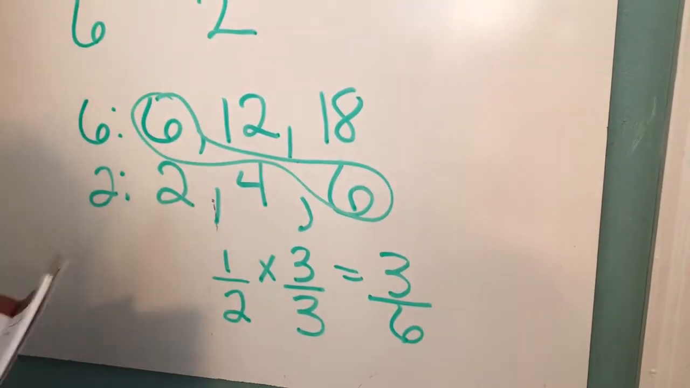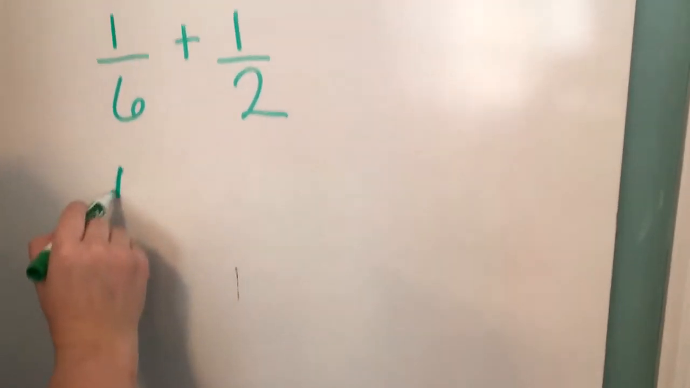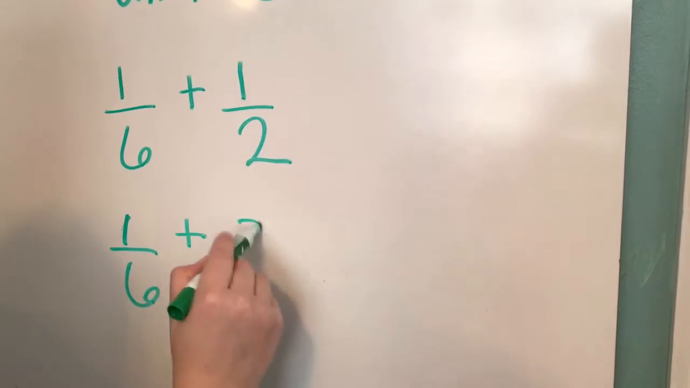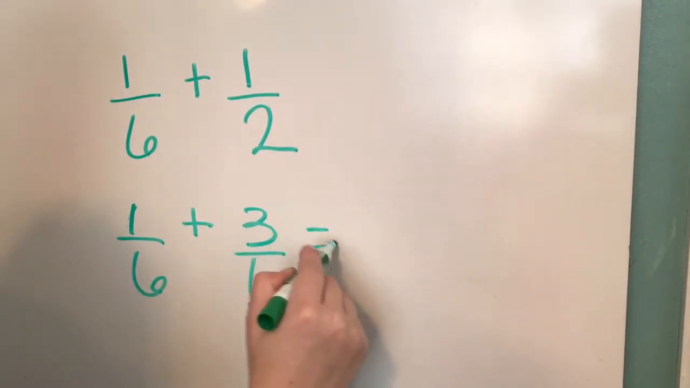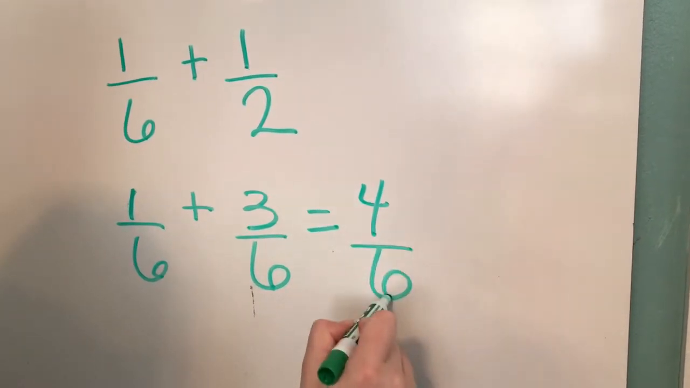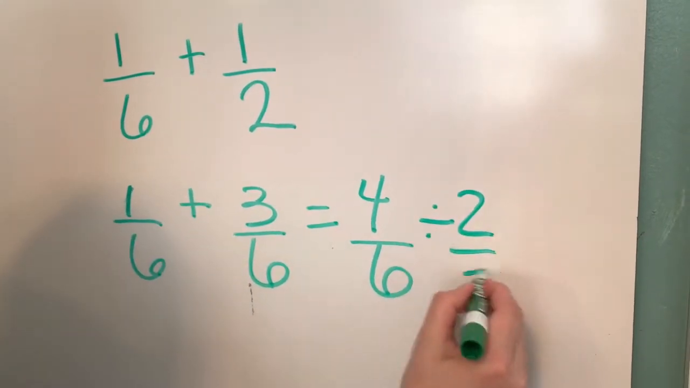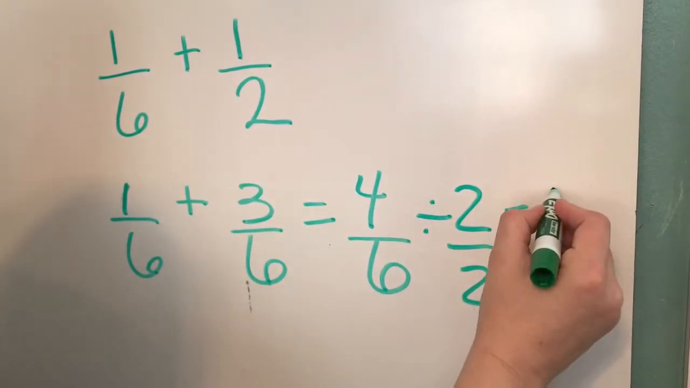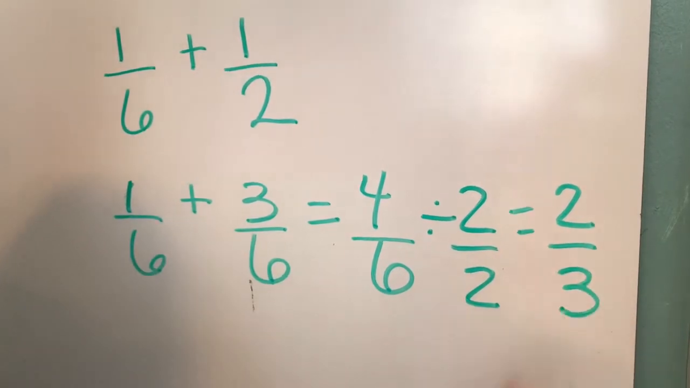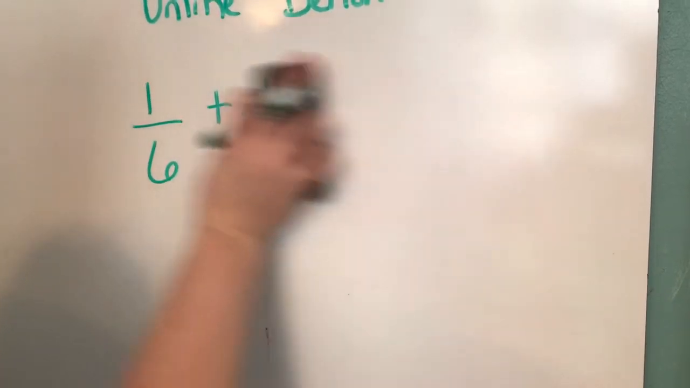Our new problem is going to be 1/6 plus 3/6 equal to, now we can just go across, 4/6. We're going to reduce that to lowest terms by dividing 2 over 2, and we get 2/3. That is one way that we can find the least common denominator for fractions with unlike denominators.